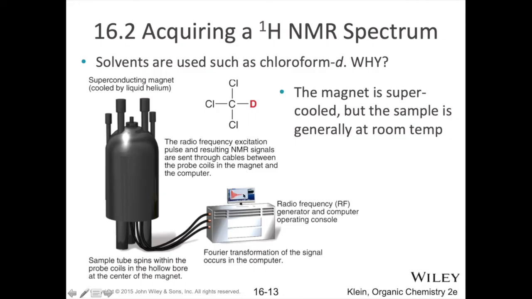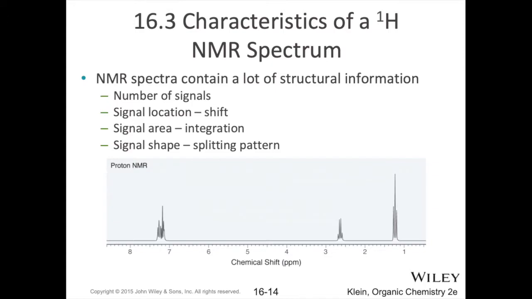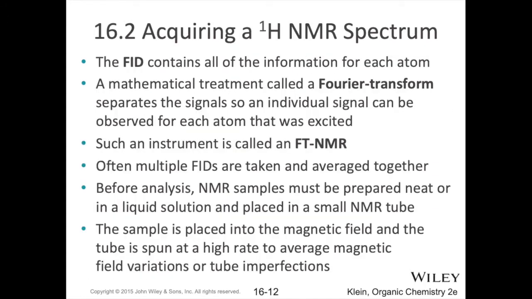Now, this data in itself is kind of hard to interpret. So what we do is a mathematical transformation called a Fourier transform on this data. It takes this squiggle and converts it into a graph that has peaks, that looks kind of like this. So we call this type of NMR an FT NMR, Fourier transform nuclear magnetic resonance. Typically when people say NMR, this is what they're referring to.